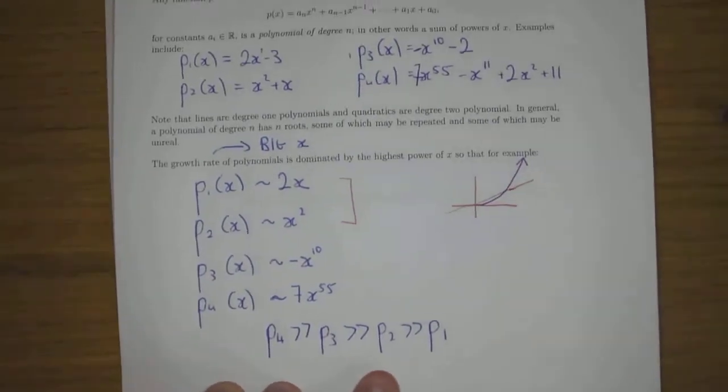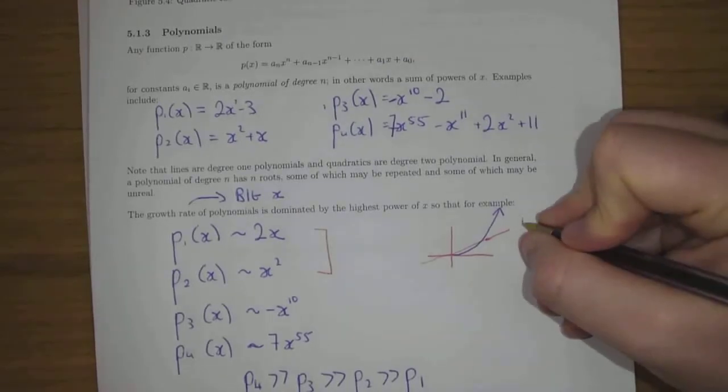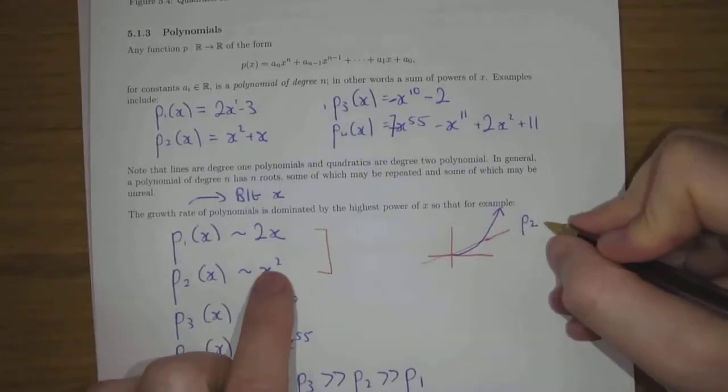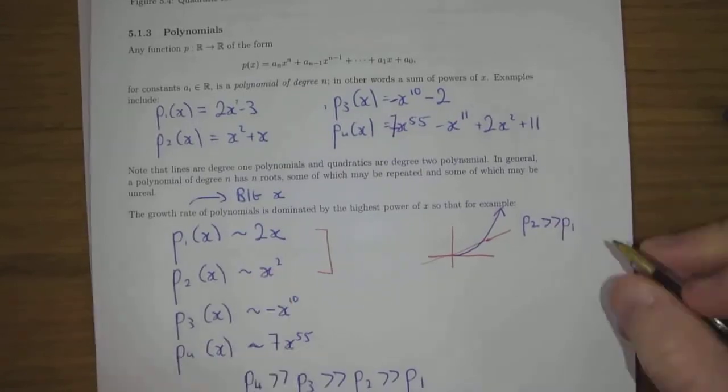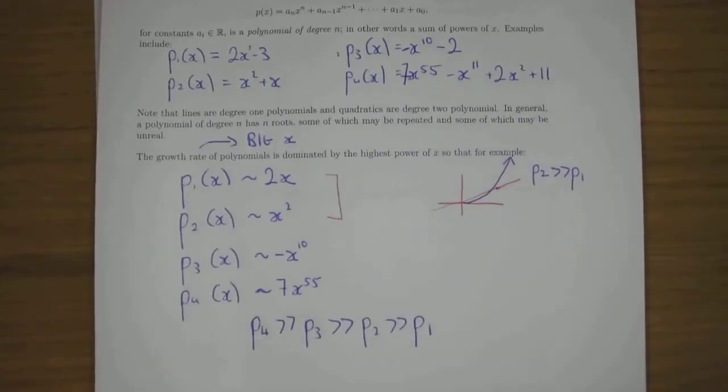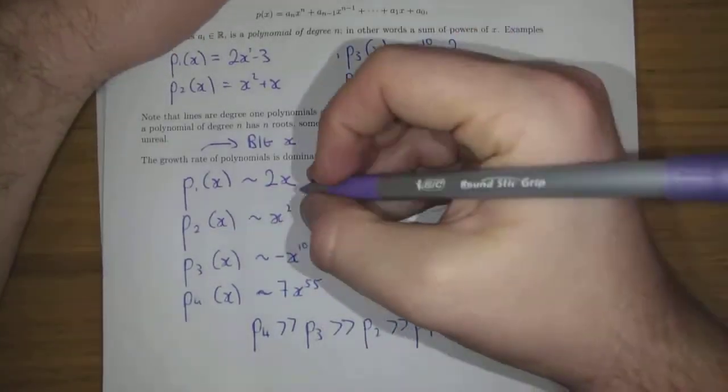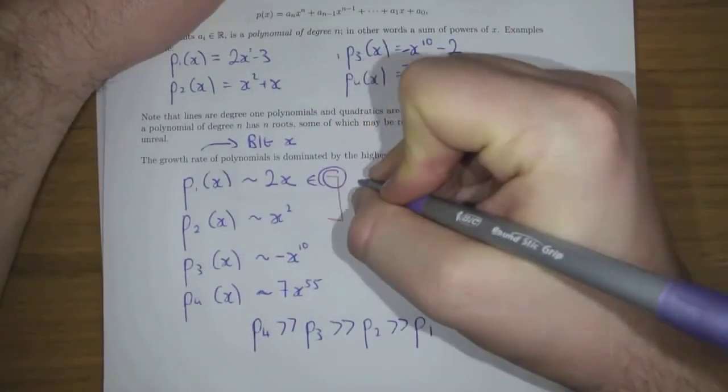And so this is a manifestation of the fact that p2, x squared, eventually gets way, way bigger than p1. You can push this a bit further if you go into analysis of algorithms. And here you'd say really it's just a multiple of x, so you write that this is in order x.